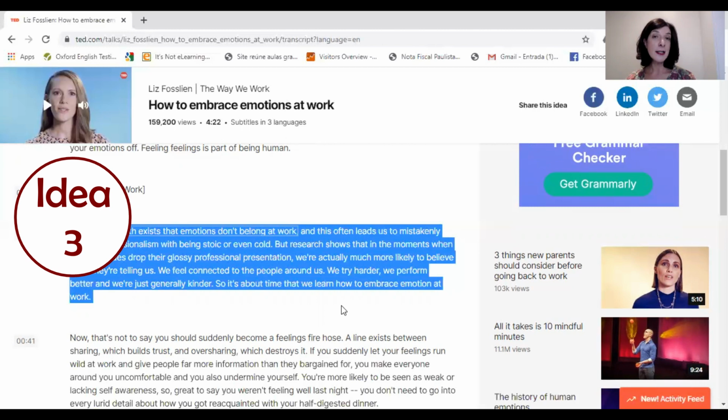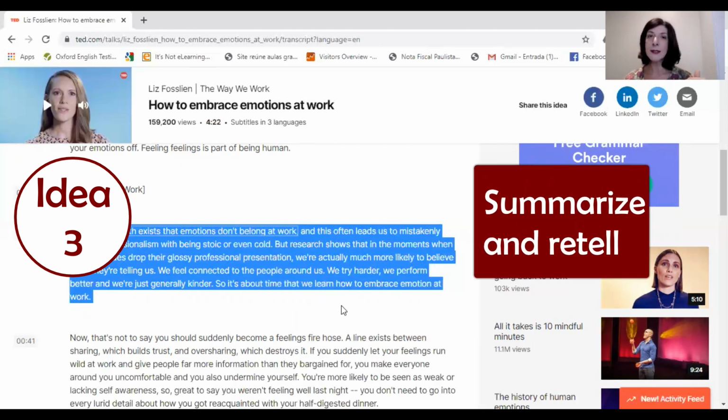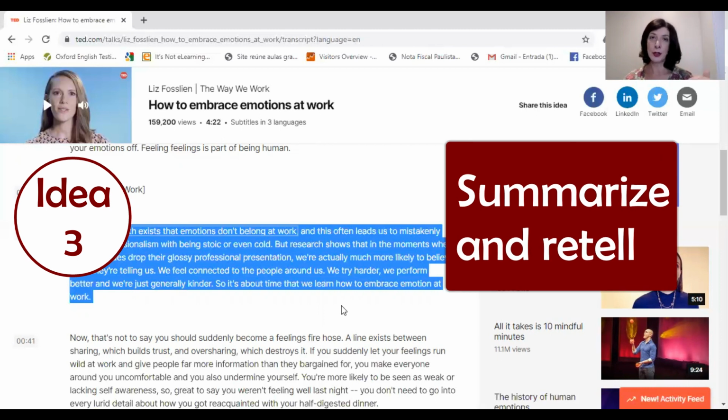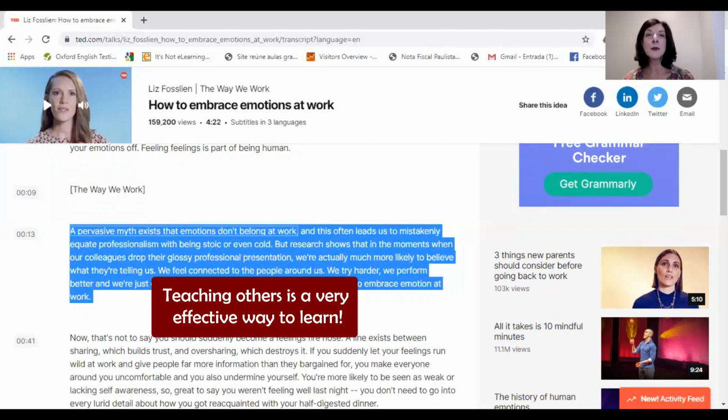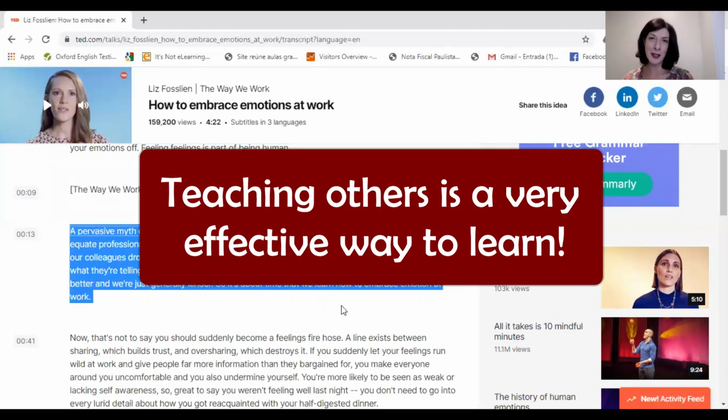And the third idea I want to give you today is related to speaking. What you can do is summarize using bullet points the talk that you have just heard and try to reproduce it or retell this message to a friend or to a colleague. This is a great way for you to practice your speaking, your communication skills, and also because teaching other people is the best way for us to learn.